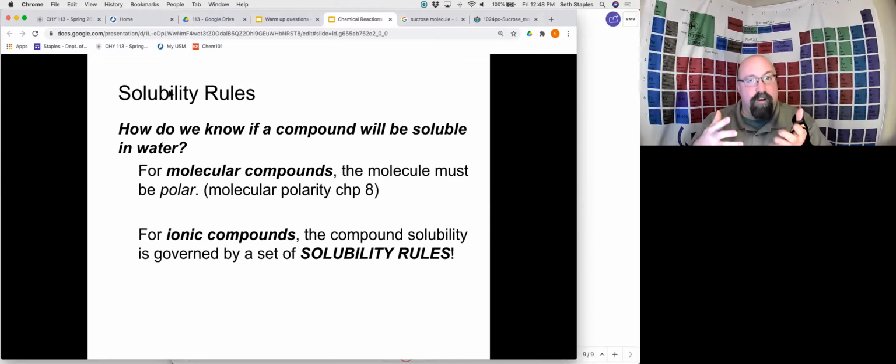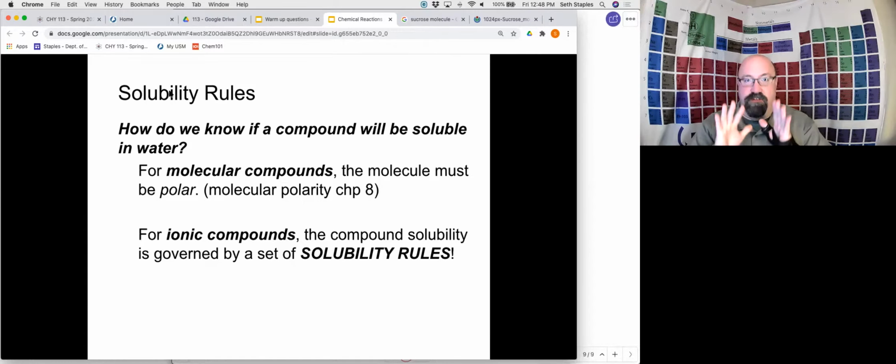For molecular or covalent compounds, the molecule itself must be polar. We're going to talk a lot more about polarity. It's actually one of the last topics that we talk about in the course. So for this discussion, we're going to focus on ionic compounds. The solubility of an ionic compound is governed by what we call a set of solubility rules.